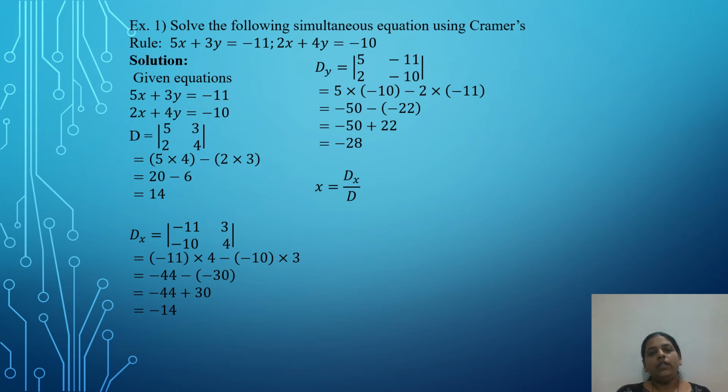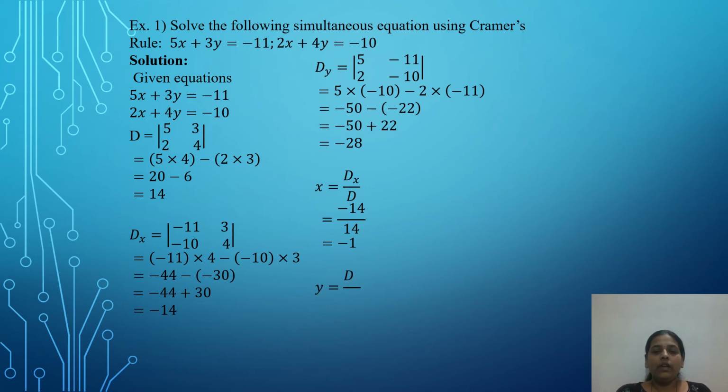After doing this, calculate the value of x. How to calculate the value of x? By using the formula, that is Dx upon D. What is the value of Dx here? That is minus 14. What is the value of D? That is 14. So when we divide 14 by 14, what is the answer? That is 1, but the sign is minus. So the value of x here is minus 1.